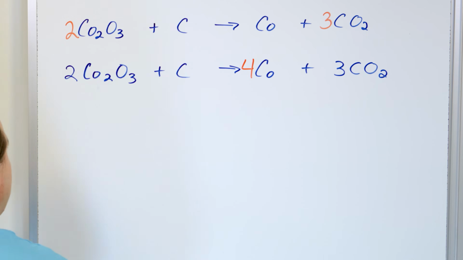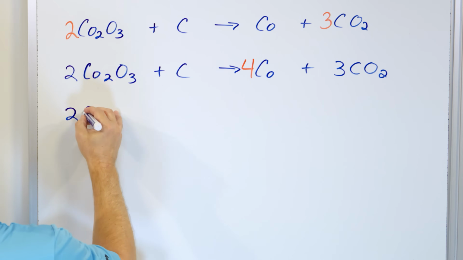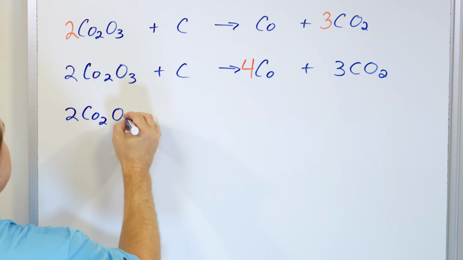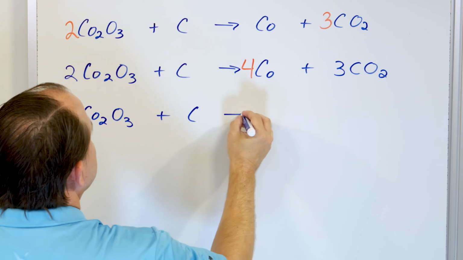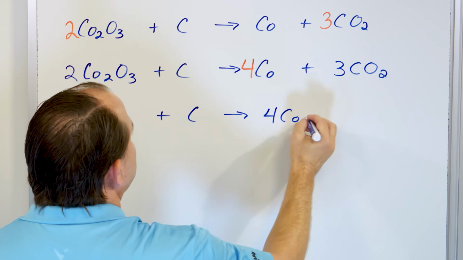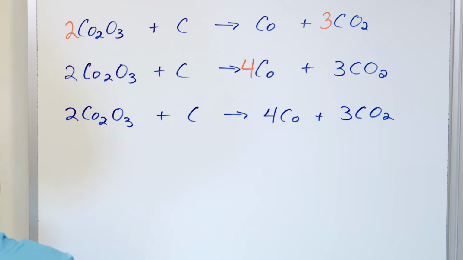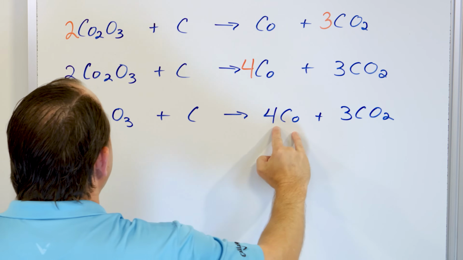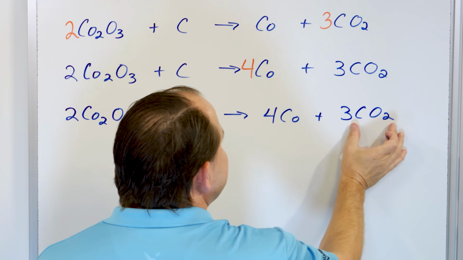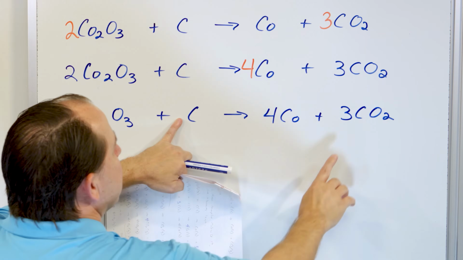Now let's rewrite what we have. We have 2 CO2O3 plus carbon yields 4 cobalt, 3 CO2. So let's go back from the top. We have 4 cobalt, 6 oxygen, 6 oxygen, 1 carbon, 3 carbon.